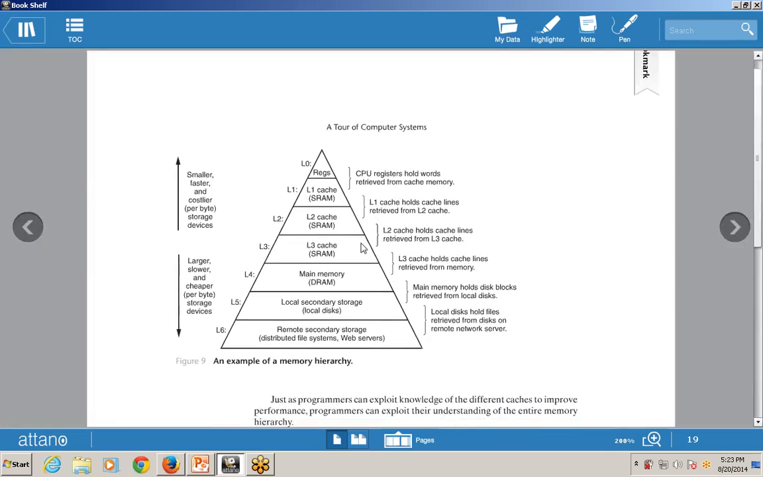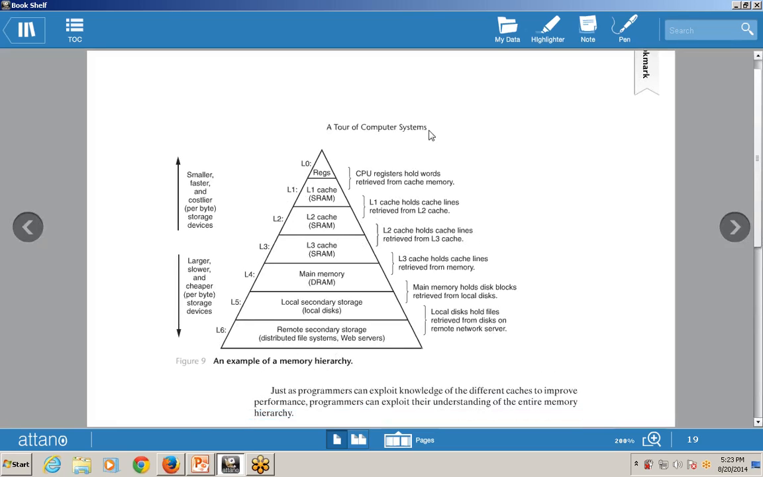This is the diagram for the hierarchy of the memory or memory hierarchy. First one is L0, that is known as the registers. Then L1, that is known as the L1 cache. Then L2 cache, L3 cache. Then L4 is main memory, that is also known as dynamic RAM, that is DRAM. Then L5 is local secondary storage. Then L6 is remote secondary storage. So these are 6 categories of the memory.